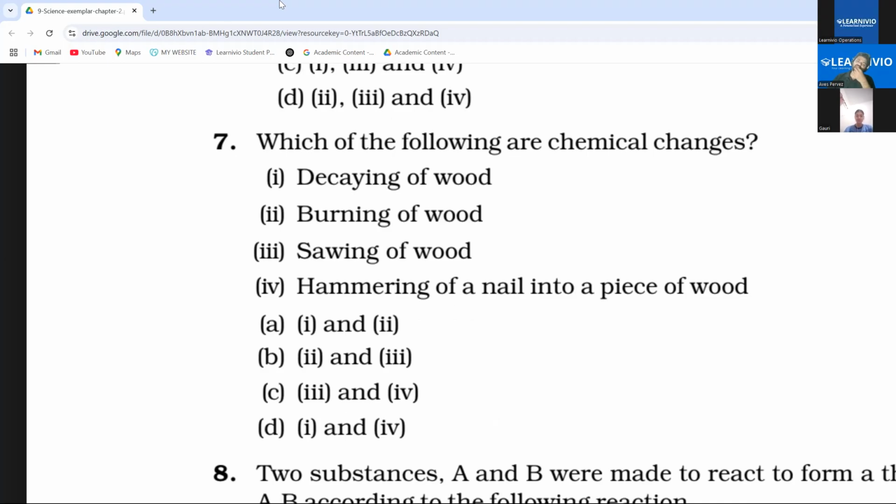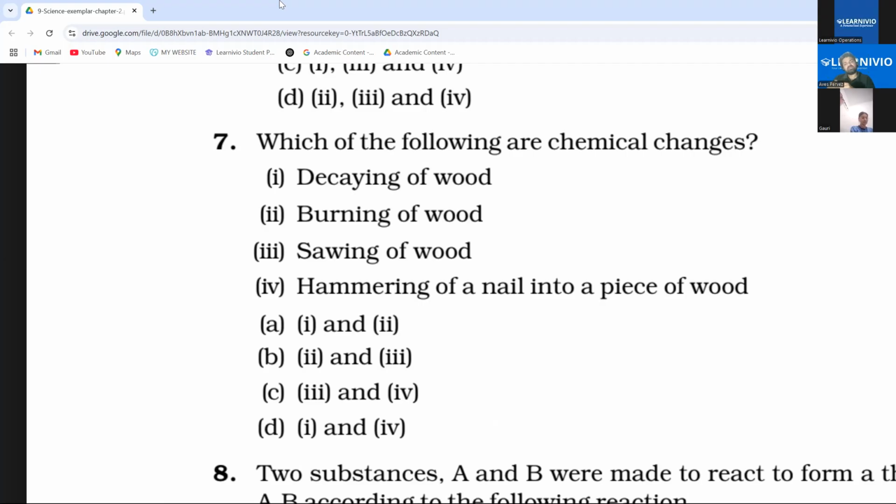What do you mean by sawing of wood? Have you heard about this saw? A saw is a tool that a woodcutter or carpenter uses to cut. So that is called a saw, and sawing means cutting. When we cut the wood, it is sawing of wood. Okay, next one.